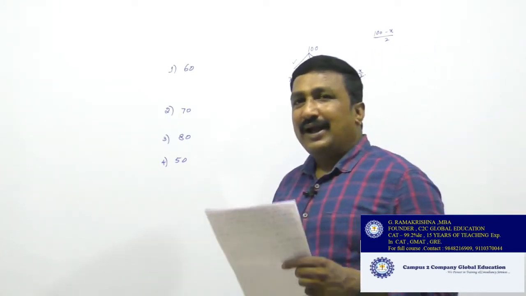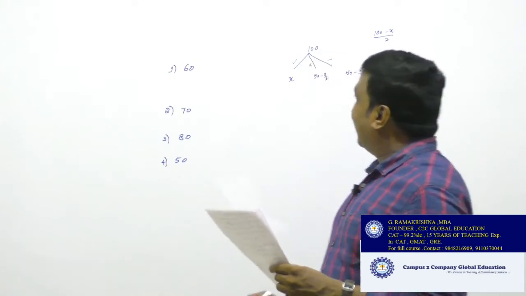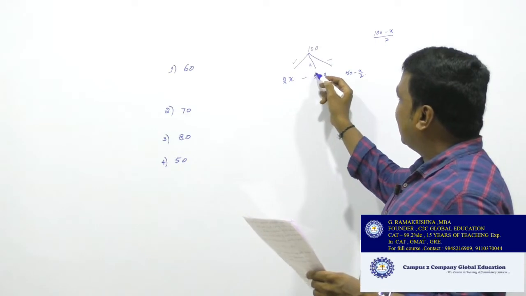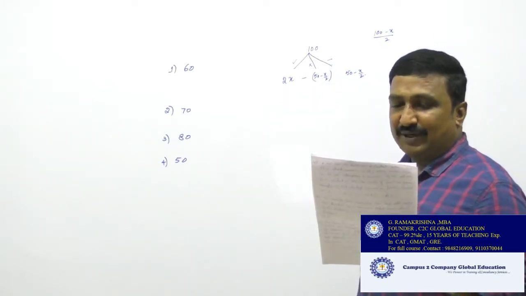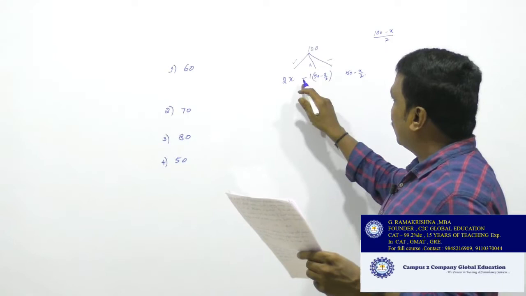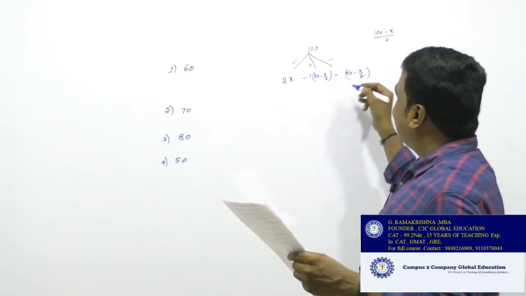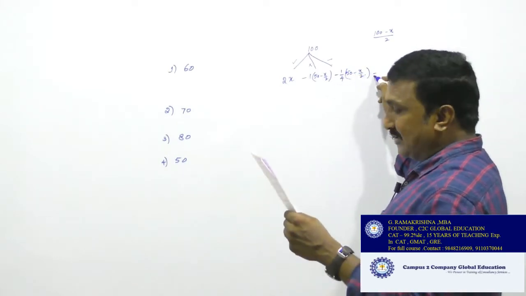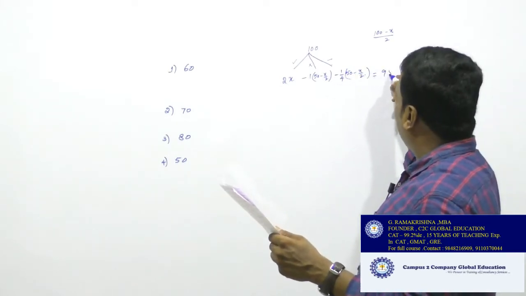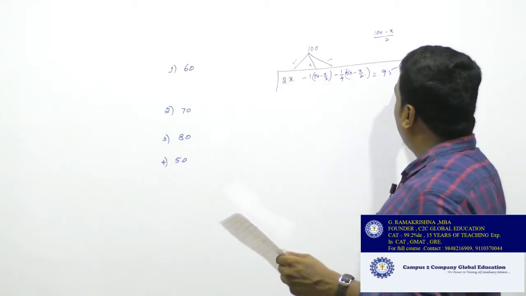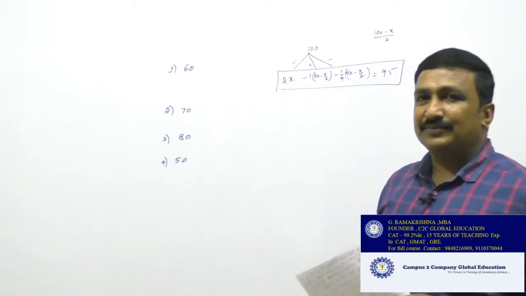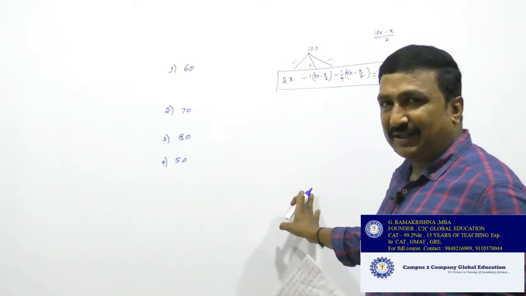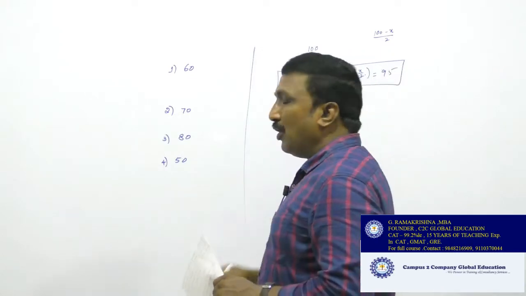According to the conditions, each correct answer carries 2 marks, so 2X, minus 1 for each wrongly attempted question, minus 1/4 for each unattempted question. The net score is 95. Solve this equation, friends, and you will get the X value. This is the method. But instead of solving by this systematic method, I will solve by using the options.